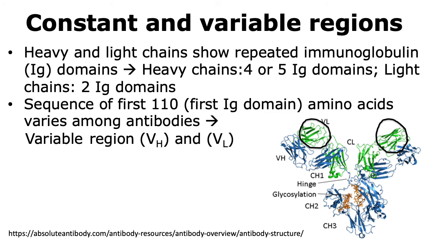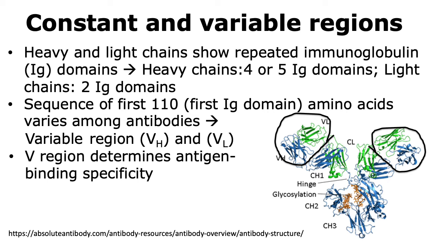Now, the amino acid sequence of the first 110 amino acids, which corresponds to the first immunoglobulin domain, which is shown in the figure in the black circles, shows variation. So different antibodies have a different amino acid sequence in that variable region. Right now, in the black circles, we are seeing the variable region or the variable domain for the light chain that is called VL. Similarly, the heavy chain also will have that variable domain, which we call VH.